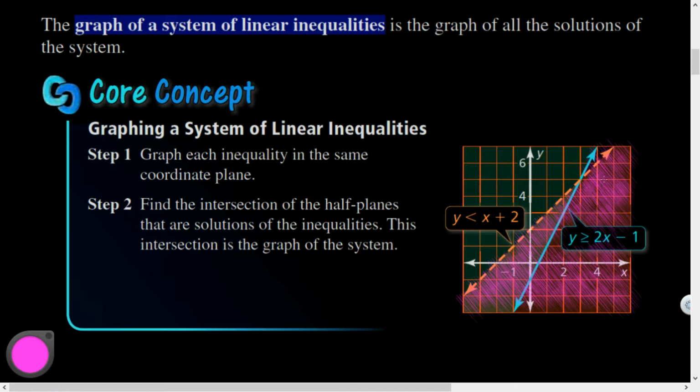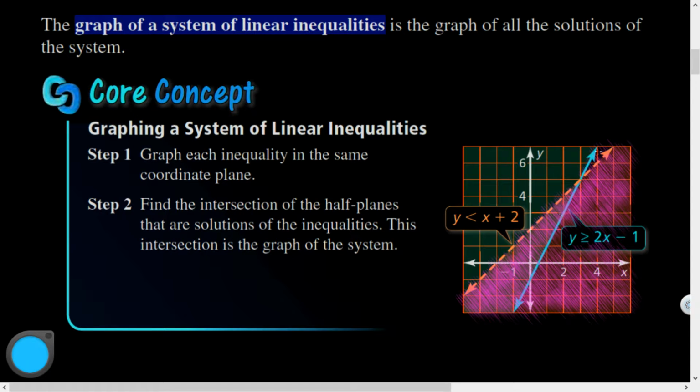And in this case, because it's a dashed line, it does not include that line. So those are all of the solutions of that inequality. And then right on top of it, in the same coordinate plane, I'm going to graph the other inequality: y is greater than or equal to 2x minus 1.